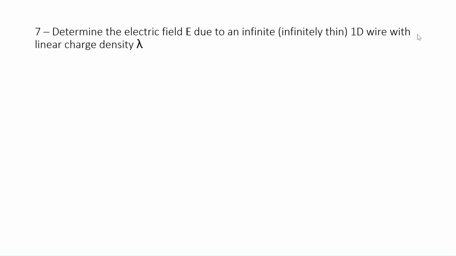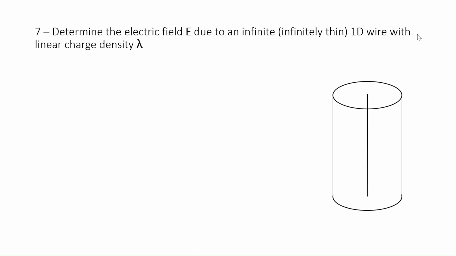Here we have what will be a Gauss's law question. It asks us to determine the electric field due to an infinitely thin 1D wire with linear charge density of lambda. Now, I like to draw a diagram. So here we have our wire, and we have a Gaussian surface that surrounds the wire. This will be a cylinder with radius r and length L.